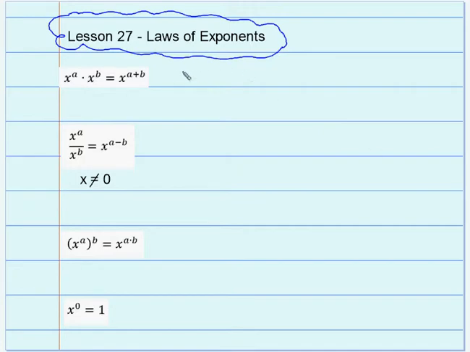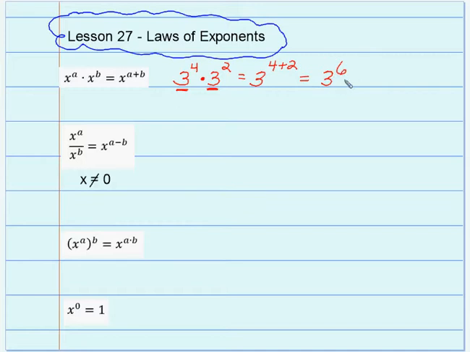So if we have 3 to the 4th power times 3 to the 2nd power, the bases are the same and we are multiplying. So we end up with 3, this base stays the same, and we add the exponents. So we'd end up with 4 plus 2, which would then be 3 to the 6th power.